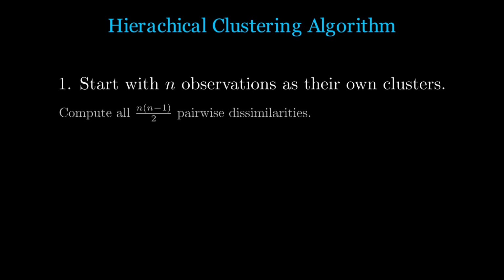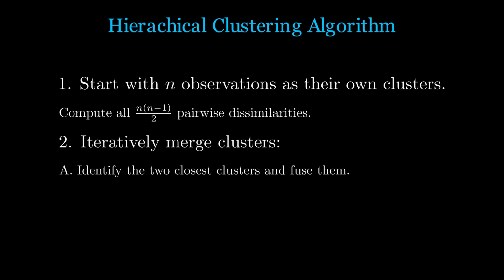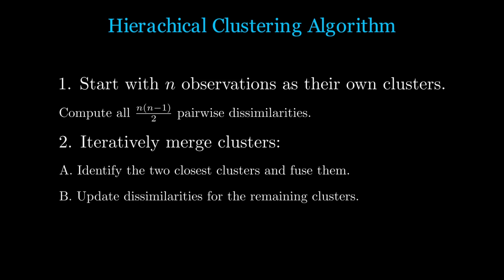In terms of the algorithm, the process begins by treating every data point as an independent cluster. For a dataset with n observations, we first calculate the dissimilarity between all possible pairs. Next, we iteratively identify the 2 clusters with the smallest dissimilarity and fuse them into a single cluster. After each merge, we update the dissimilarity matrix to reflect the new cluster structure. We repeat this process until all observations are joined in one final cluster, forming the complete dendrogram.